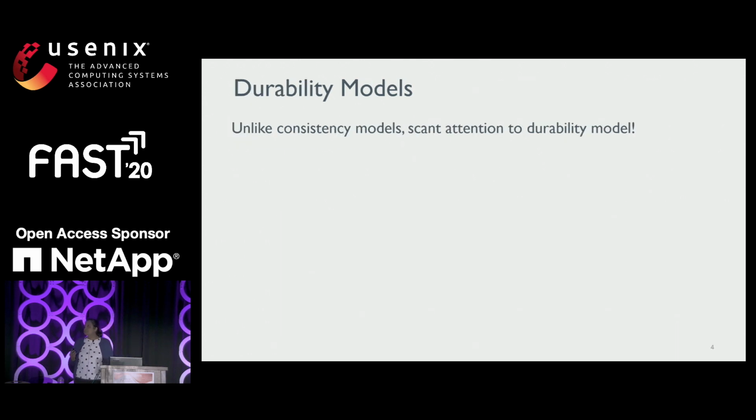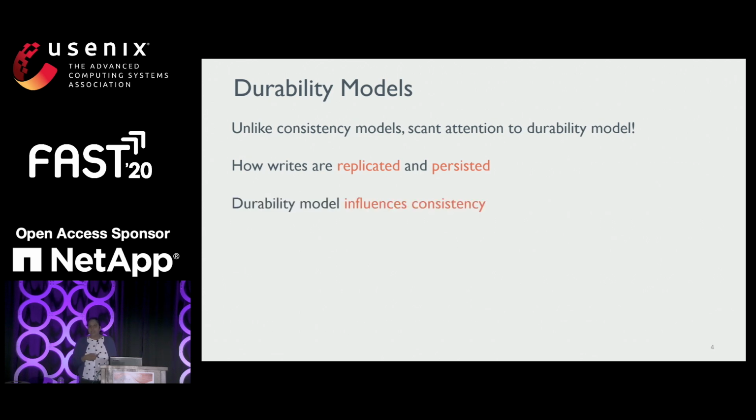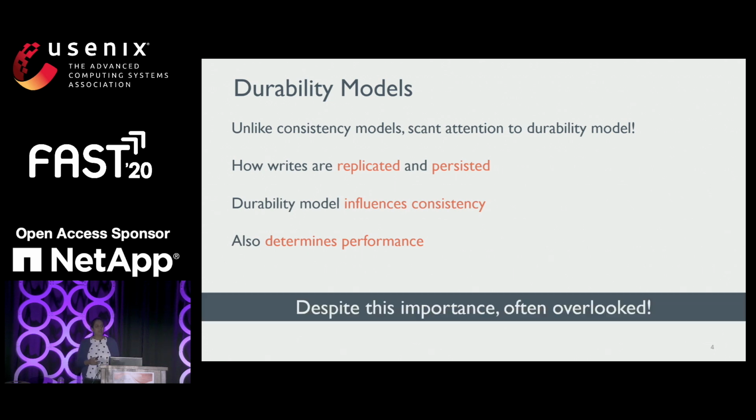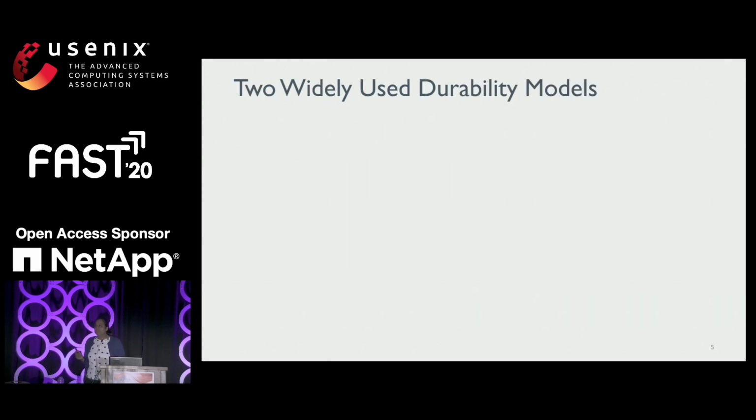Although we have studied these consistency models for many years, we have paid only scant attention towards another important aspect of a distributed system, which is its durability model. Durability models define how writes are replicated and persisted across many nodes in the system. And this durability model strongly influences the consistency model the system can provide, and it also determines how good the system can perform. And despite this importance, we find that these durability models are often overlooked. We find that two durability models are popular, and most systems use either one of these durability models.